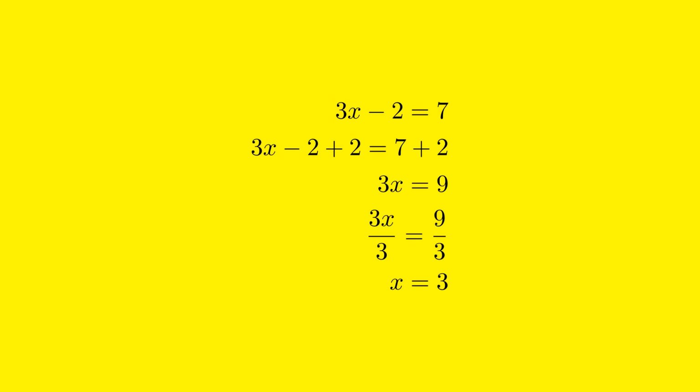Thus, x equals 3. This is the final step. We have solved for the variable x, so the solution to the equation 3x minus 2 equals 7 is x equals 3.